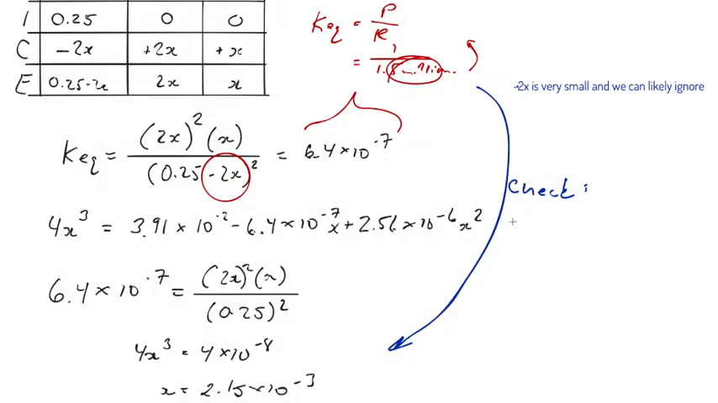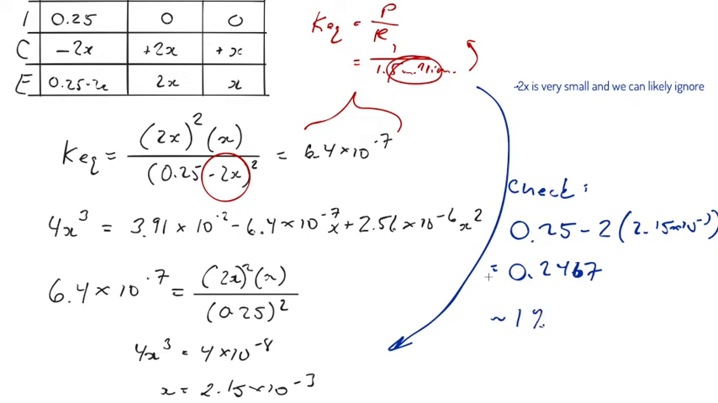So we're going to check our work. To check our assumption, I'm going to take 0.25, which is my equilibrium value, and subtract 2 times the value of x, 2.15 times 10 to the negative 3. When I do that, I end up with a value of 0.2147467, if you check on your calculator. And this is about a 1% change.